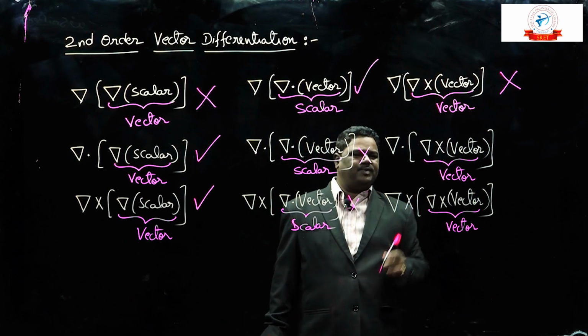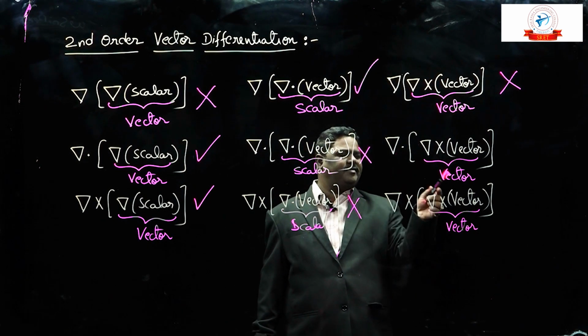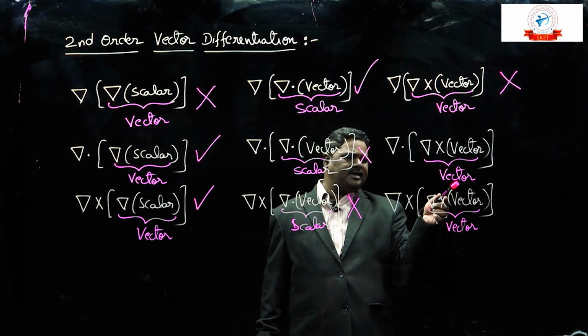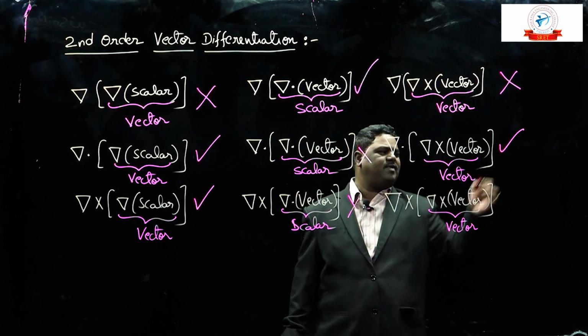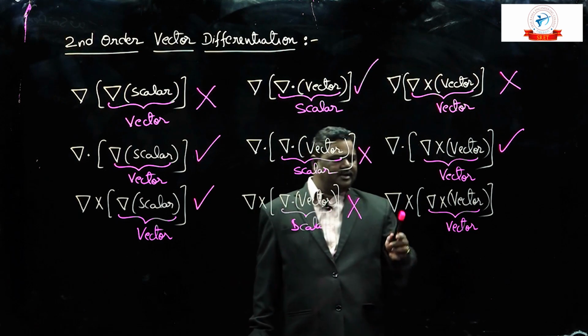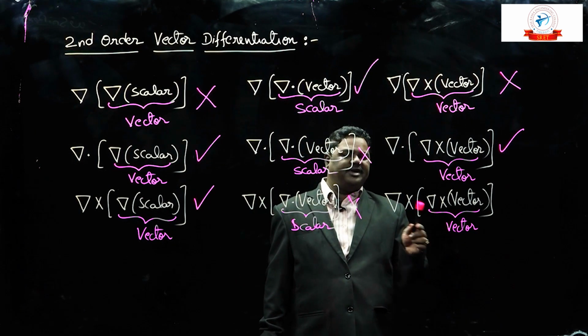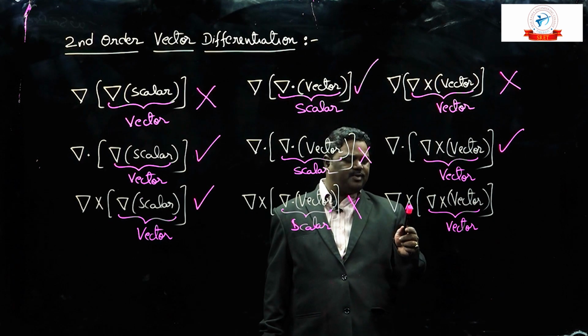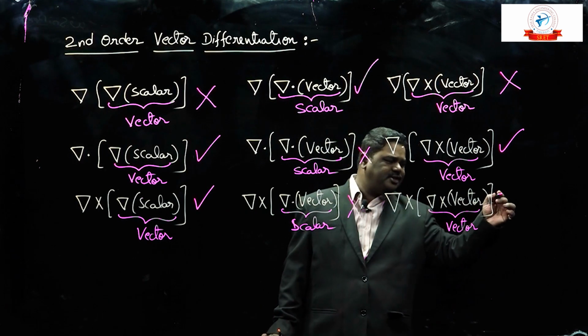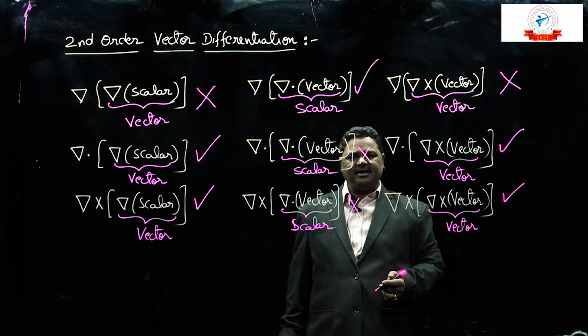Okay, so next one. Here we have divergence on a vector. We can apply divergence on a vector, or we can apply dot product between two vectors. This is valid. Next one. So curl of a vector, we can apply curl operation on a vector quantity, or we can perform cross product between any two vectors. So this is also a valid second order differentiation.